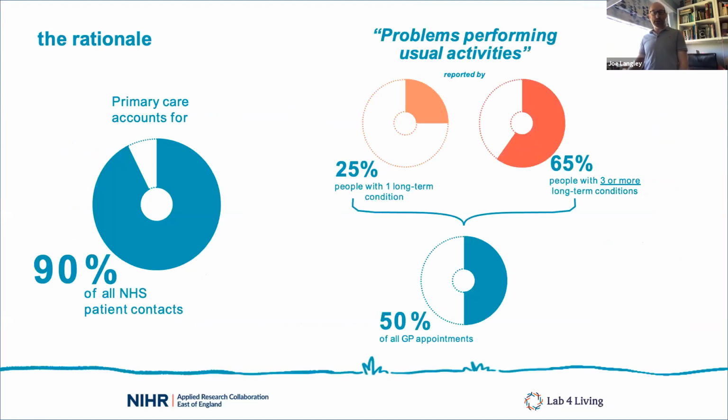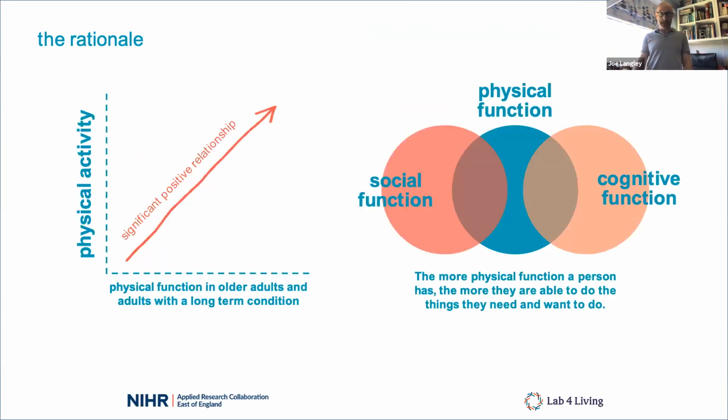So what was this about? Well, the rationale was that people with long-term conditions have difficulty performing usual activities, and this becomes more noticeable with the more long-term conditions that people have. And people with long-term conditions make up 50% of primary care GP appointments, which make up 90% of all NHS contacts. So primary care makes a good context for an intervention to help people with long-term conditions maintain their function.